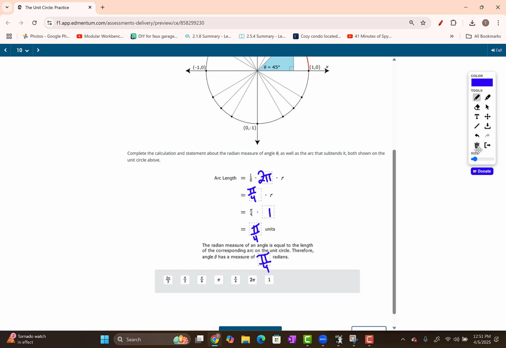pi over 4 radians. Essentially, all we've done here is we've converted 45 degrees to pi over 4. 45 degrees and pi over 4 are the same thing. The hardest step was figuring out, okay, the arc length is 1/8 of a whole circle. Whole circle is 360 degrees, or 2 pi.